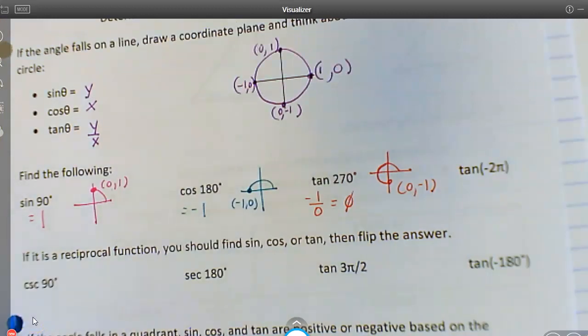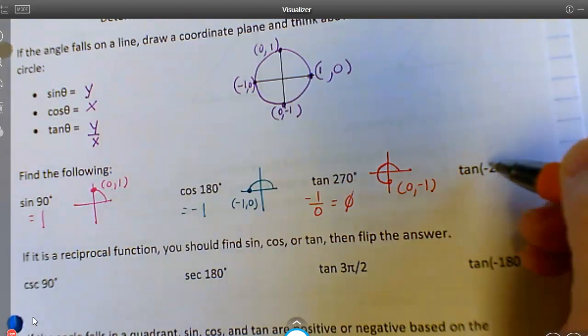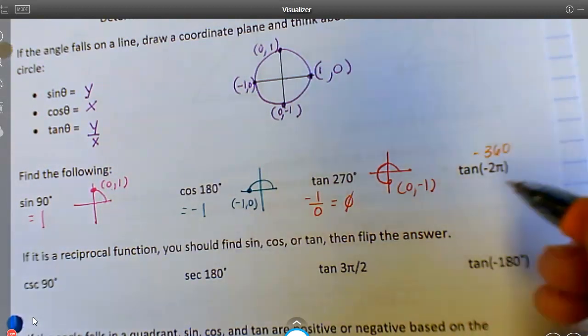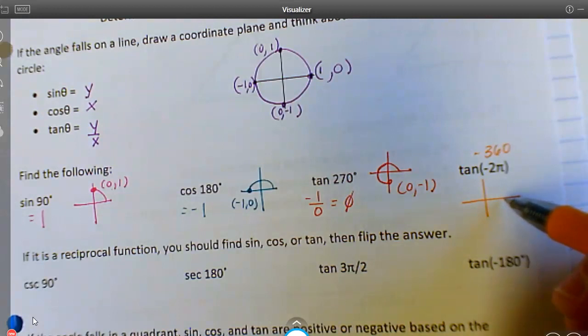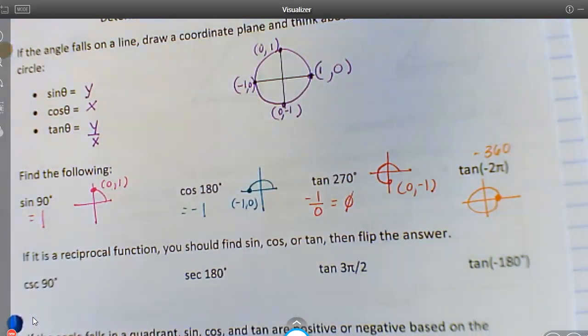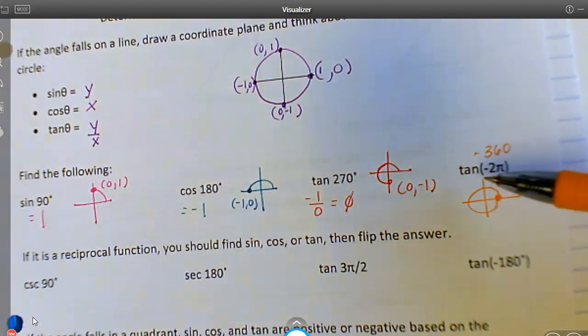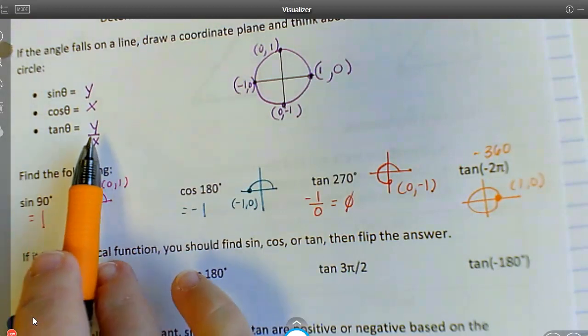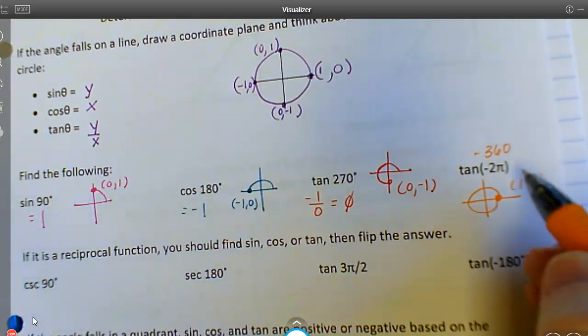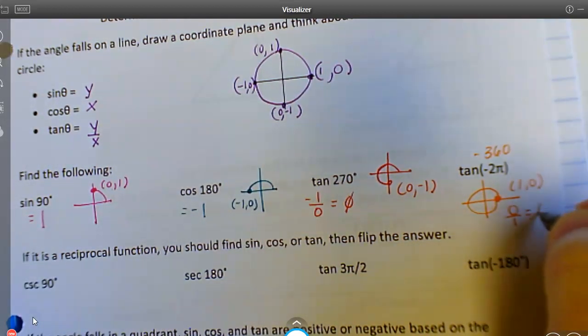Tangent of negative 2 pi. First of all, I need to think about, okay, negative 2 pi, what is that? Well, I know pi is 180, so 2 pi is going to be 360. So tangent of negative 2 pi means tangent of negative 360. It's a negative angle. I'm still starting over here on the right, but I'm not going to go up. I'm going to go around, all the way this way. It's still the unit circle, even though it's all the way around. So what coordinate does that fall on? 1, 0. Tangent is y over x. So y over x would be 0 over 1. It's just 0.